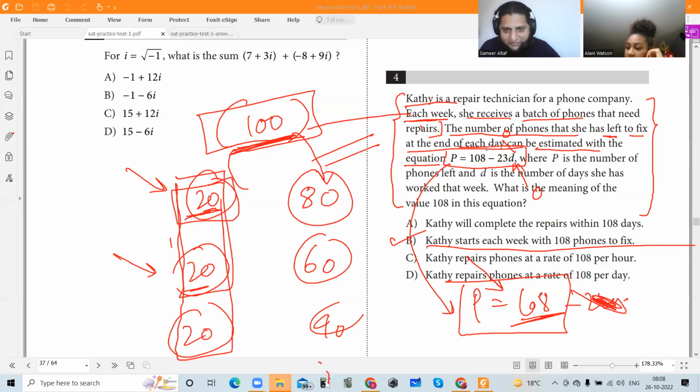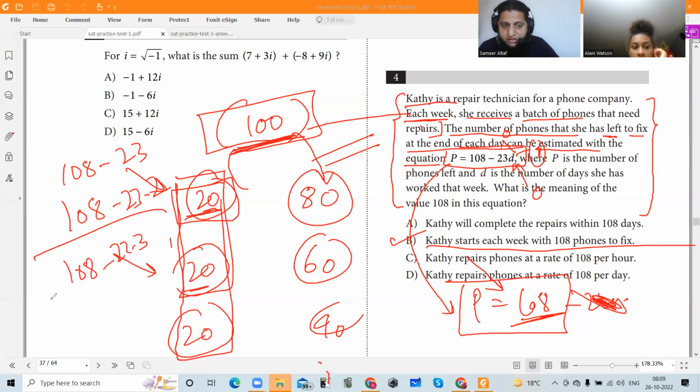Okay, I get that. And then D, you can take maybe D is 1. That means after completion of 1 day, she is left with 108 minus 23. After completion of day 2, she's left with 108 minus 23 times 2. After completion of day 3, she's left with 108 minus 23 times 3, and so on.